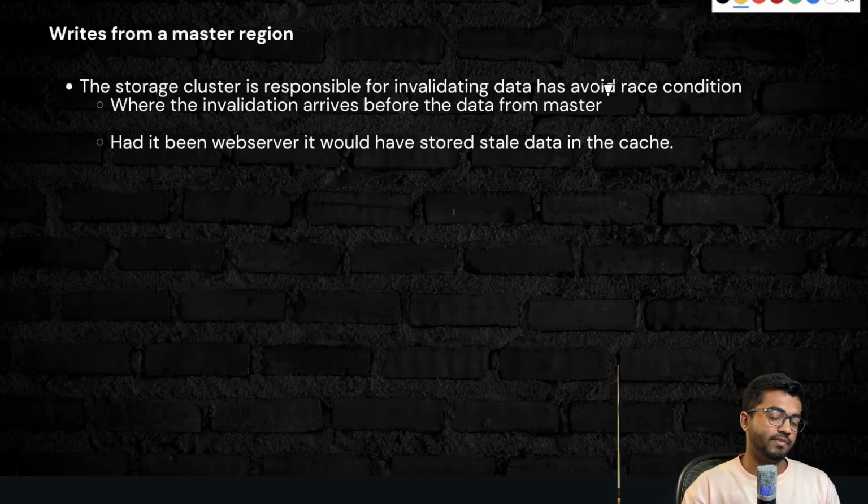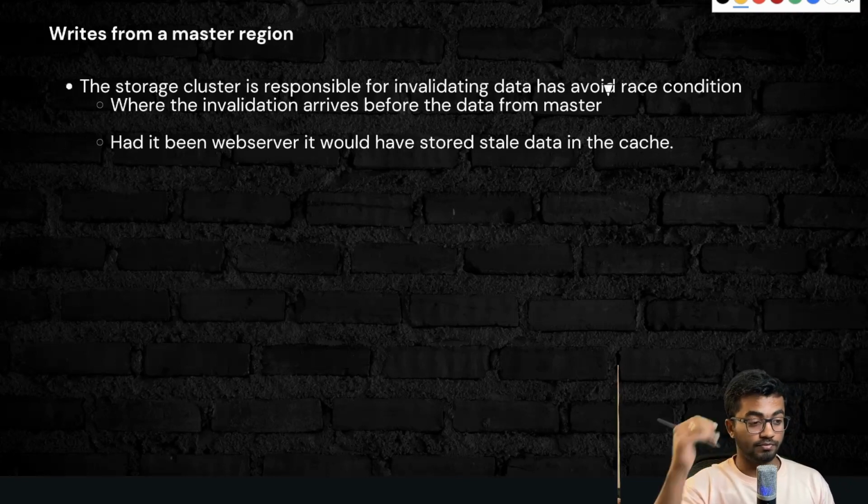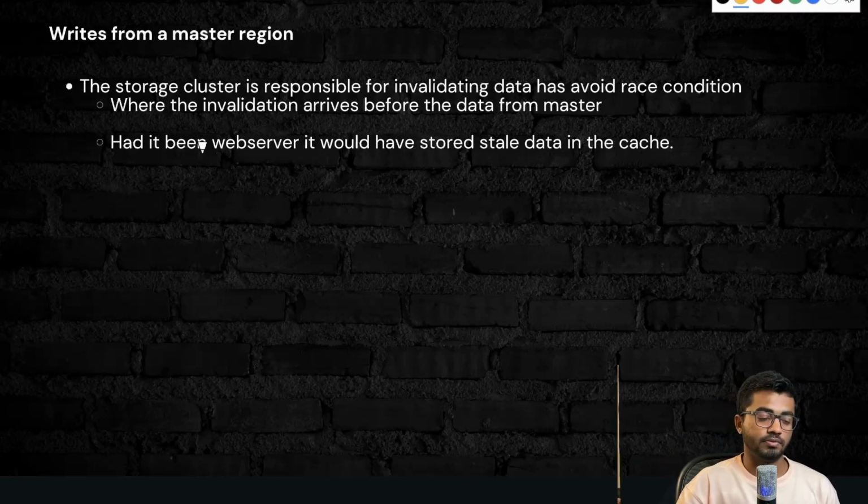That is actually an advantage, because if the storage cluster is responsible for invalidating the data, it avoids the race condition where the invalidation comes before the data comes. As everything is a single source in this case, that will avoid the race condition inconsistency that we have. Had it been the web server, it would have created a lot of problems, because it can happen that the web server gave the invalidation before the data actually came back. So yeah, that is how it goes.